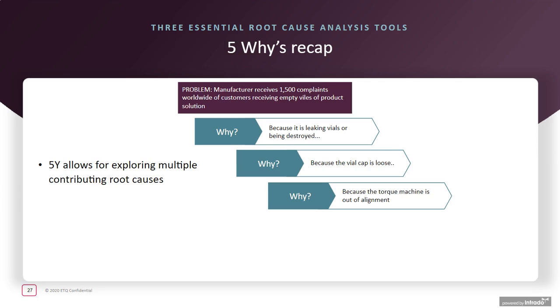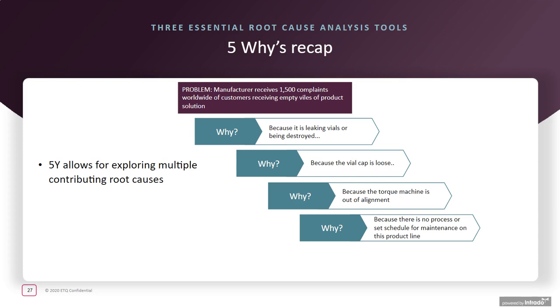Because the torque machine is out of alignment. Why is it out of alignment? Because there's no process or set schedules for maintenance on this product line. And why is that? Because the maintenance procedure is out of date. So this is an example of a 5 why process to drill down to the ultimate root cause by asking a number of questions which ultimately lead to the root cause.